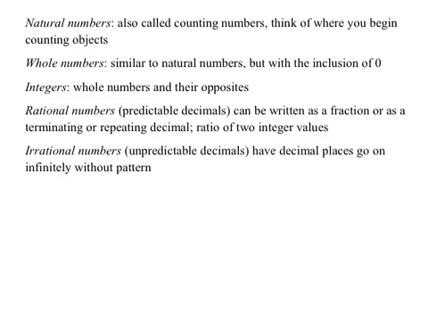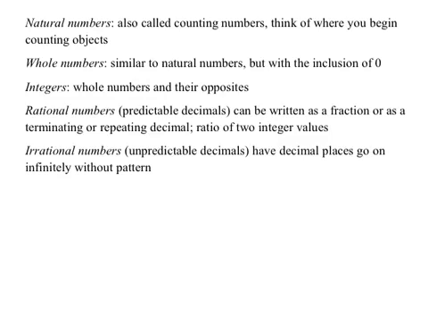So to define these terms, let's take a look. First, natural numbers, also called the counting numbers, as we said a minute ago, because when you count, you start with the number 1: 1, 2, 3, etc. So the counting numbers are where you begin counting objects. Whole numbers are similar to natural numbers, but with the inclusion of the number 0. Easy way to think about that.